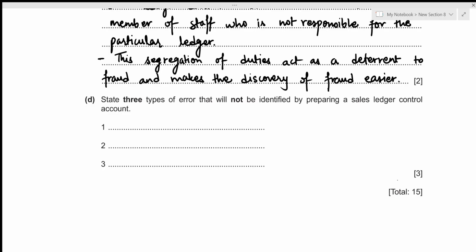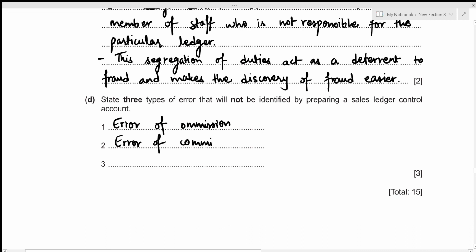So let's write these 3 errors down. The first one is error of omission. Second one is error of commission. And lastly, we have error of principle. Alright, this concludes the fourth part as well as this question.